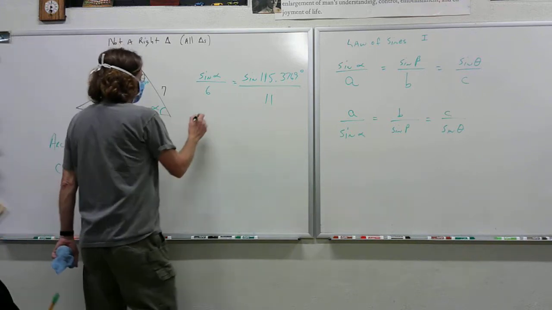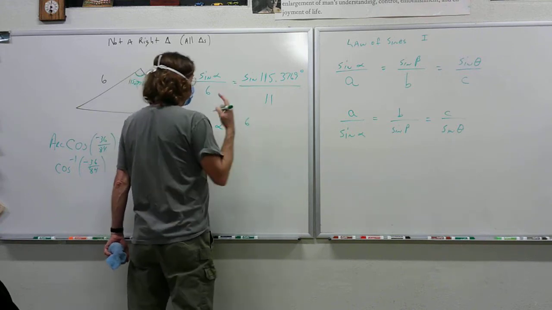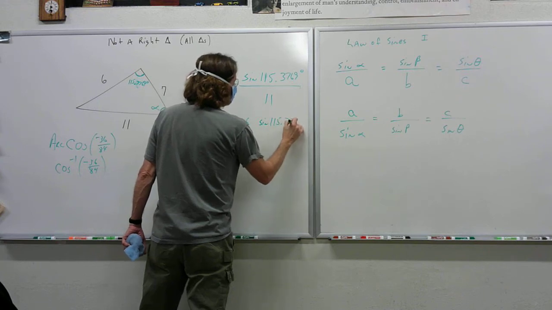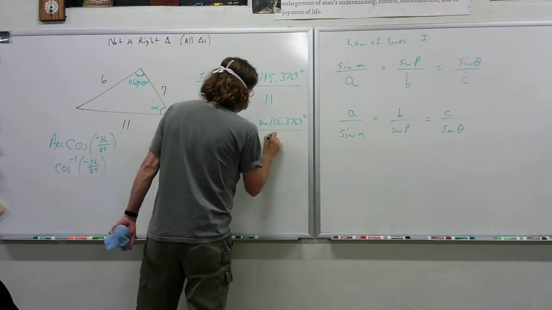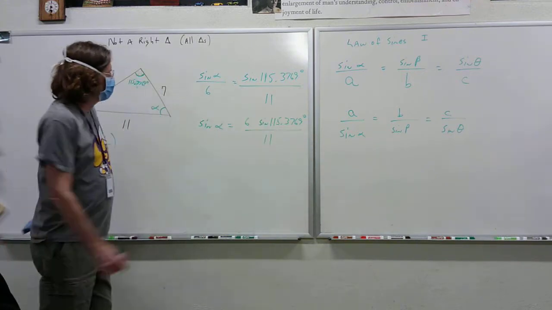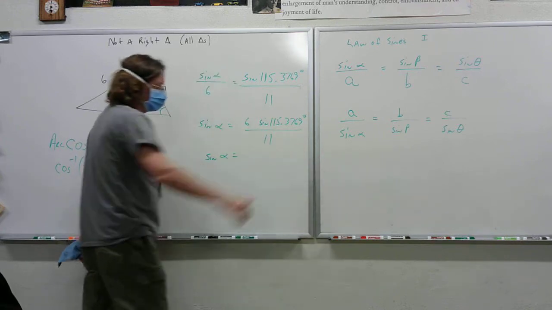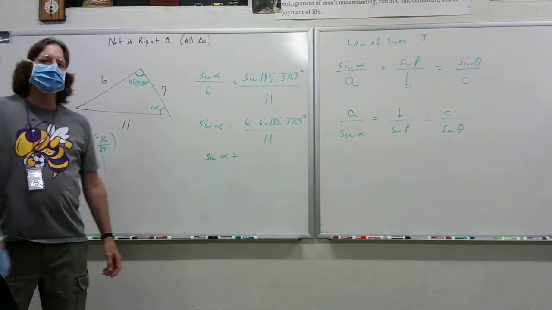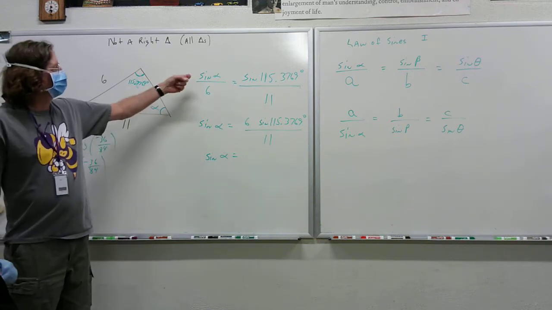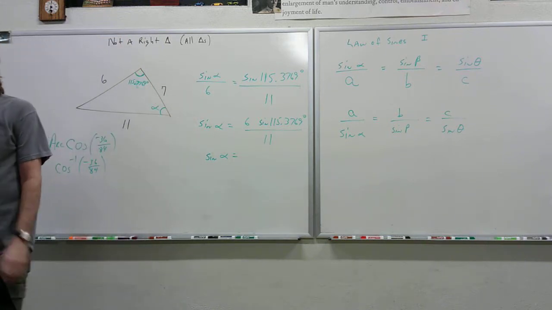All right, so sine of alpha is going to equal 6 times sine of 115.3769 degrees over 11. You punched all of that in your calculator, and the sine of alpha is going to equal all of that decimal that you're about to get. I'll be honest, on the ACT test, they just ask you which equation will work to find it, and they'll have it, and you just pick it out and bubble that one in. You don't actually work it out.